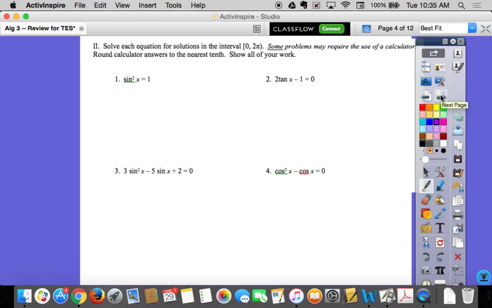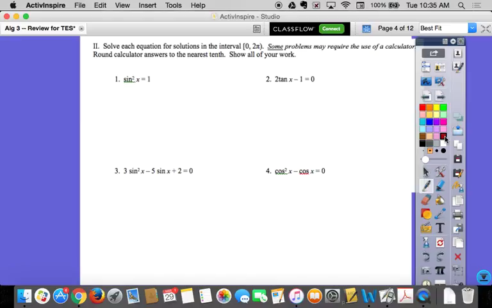All right, so now it's time to work some equations. Some of these you're going to need your unit circle. Some of them you're going to need your special right triangles. And if it doesn't fit either one of those, you have to be prepared with your calculator. But you're always going to have to use your little quadrants and determine where your trig function is positive or negative. Okay, so let's get started.